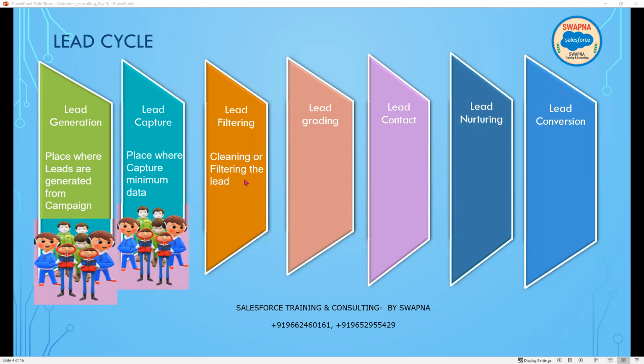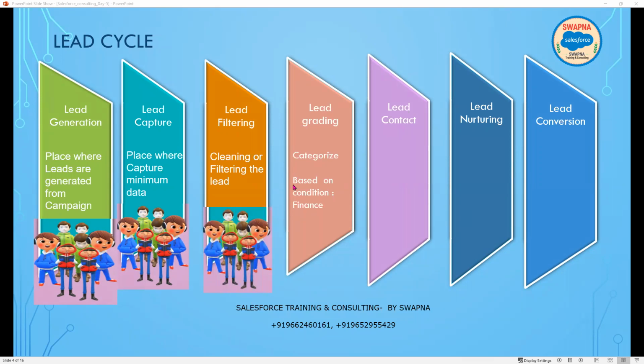Once this filtering is done, the next step is lead grading. Lead grading is based on the category, and it is very important, like finance. Whether the person is ready to pay or not, or whether there are any financial issues or something related to some category, they will divide in the lead grading. By this time, we know that they are genuine, but we still need to have a filtering on top of it.